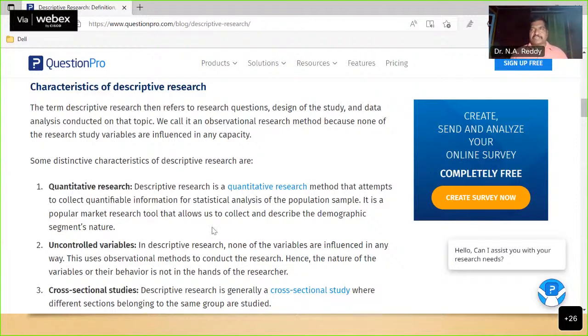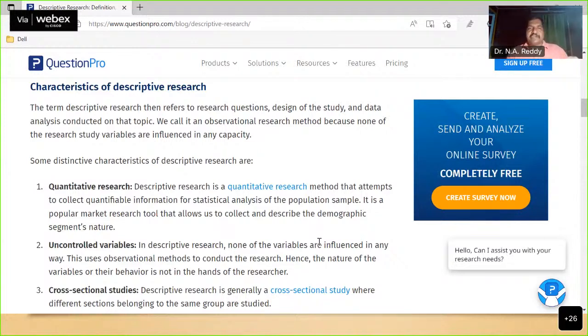Even management and commerce, education, economics, sociology, social work, population studies, all these disciplinary researchers and experts can use this type of method. And second, uncontrolled: in descriptive research, none of the variables are influenced in any way. The uncontrolled variables. Suppose we are calling in general the dependent variable and independent variable. So I can take achievement of a student as dependent on their intelligence level or their heredity, environment, and number of hours they are studying.